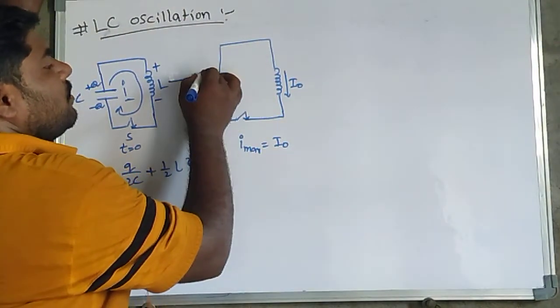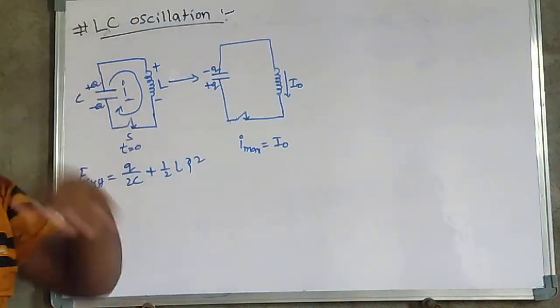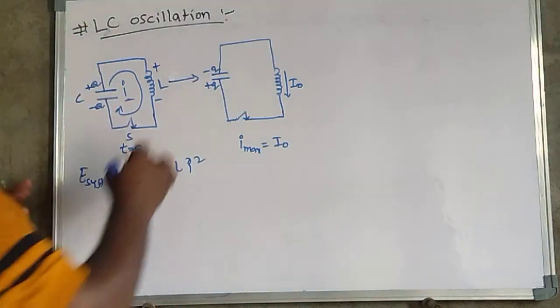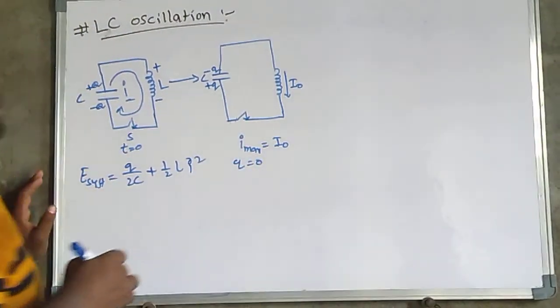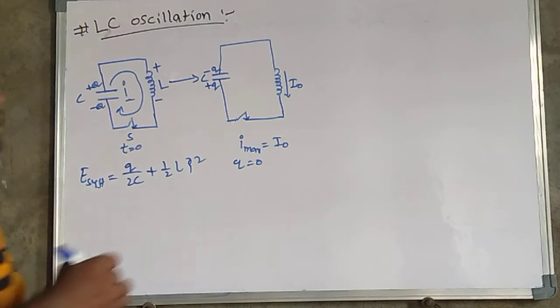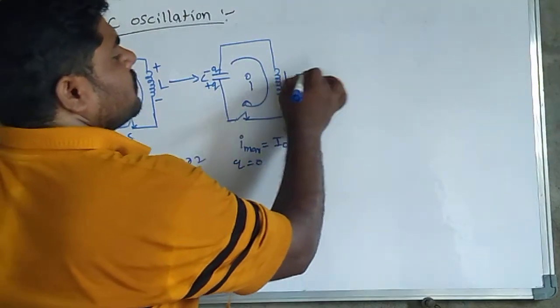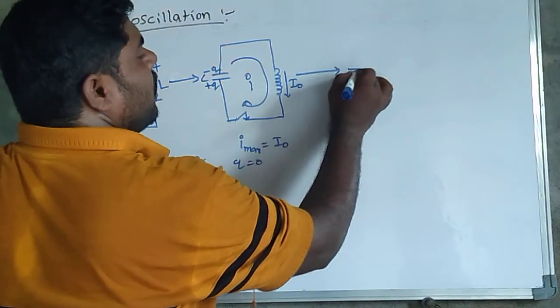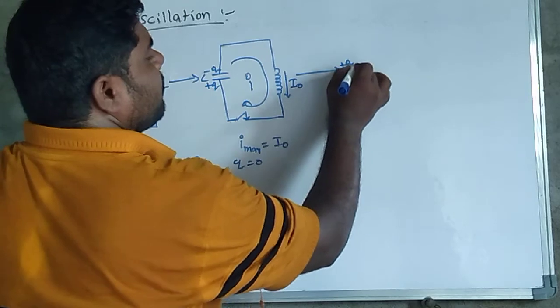Here the plates are minus Q and plus Q. For this capacitor, Q is equal to 0 here, and this is the current I. After some time, it again comes to plus Q here and minus Q here.